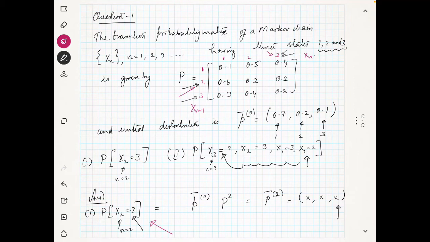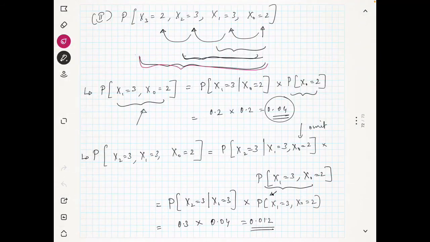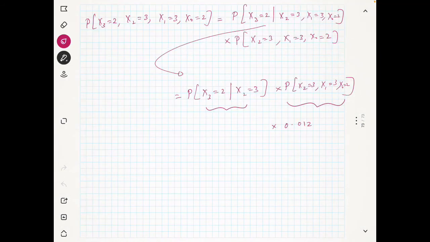It is 0. Let me check. 2 to 3. Okay, 2 to 3 is 0.2, I think so. Okay, not 2 to 3. Sorry, it is not from 2 to 3, it is from 3 to 2. What I have written, yeah, it is from 3 to 2.